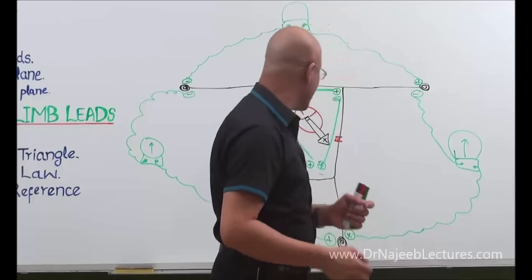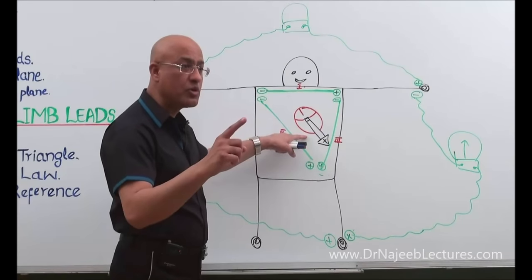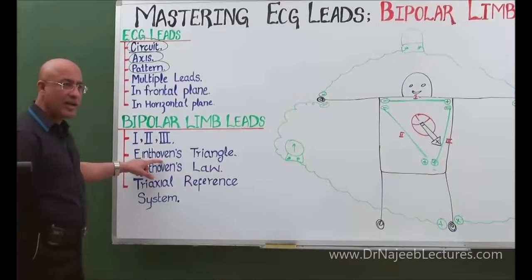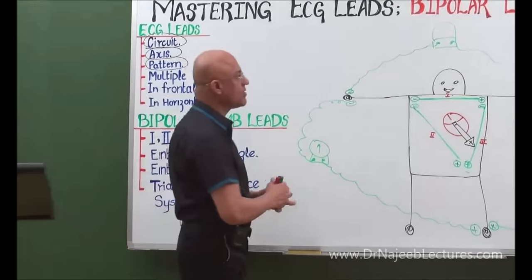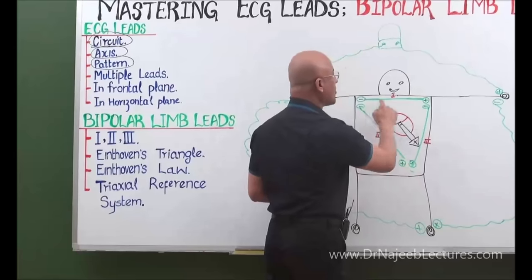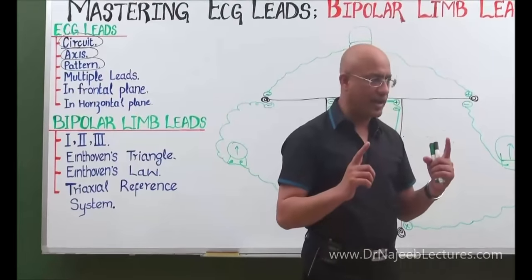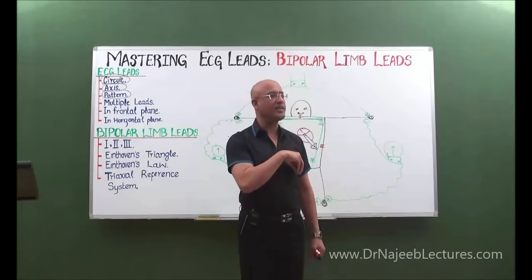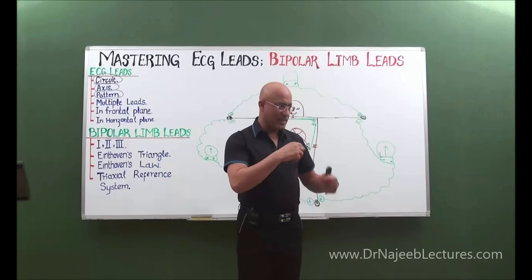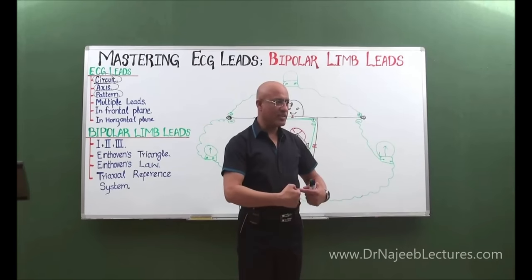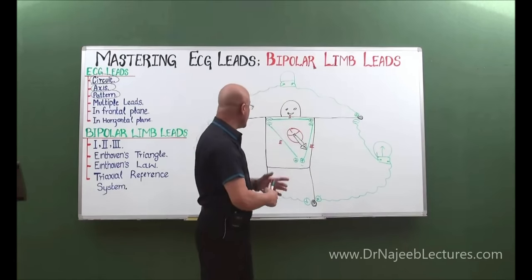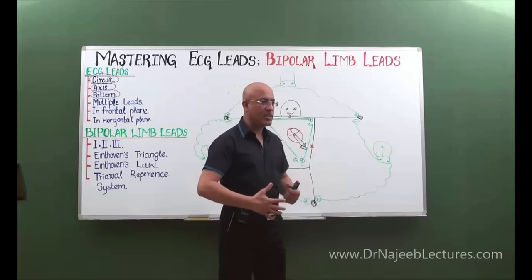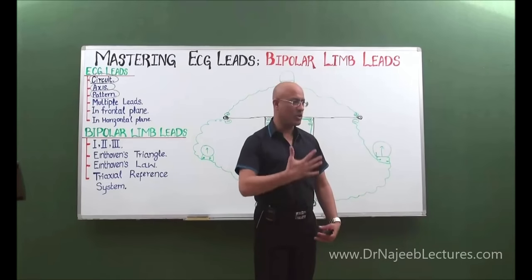around the heart. Here is your heart. Now I'm going to define what Einthoven's triangle is. You already know lead number 1, 2 and 3. Einthoven's triangle is an almost equilateral triangle drawn around the heart, or an equilateral triangle having the heart at its center. Its three sides are made by bipolar limb leads 1, 2 and 3. And this triangle is placed in the frontal plane on the body surface.